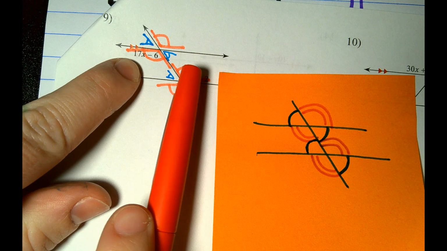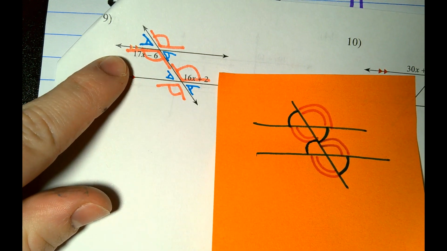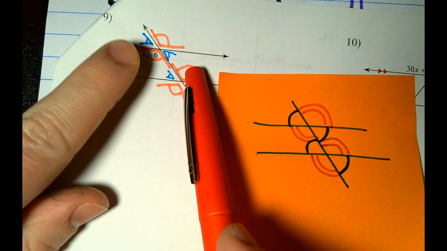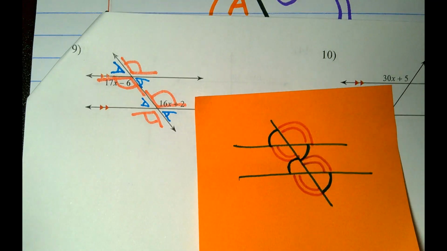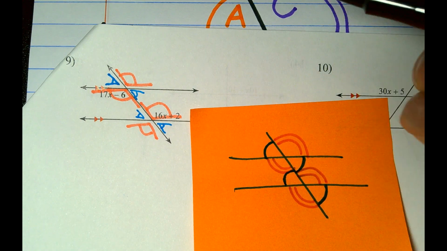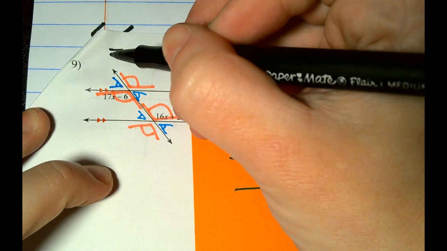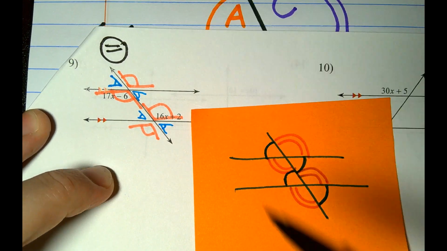So number 9, the angles are equal. These two are equal. They're both the big angles instead of the little ones. 9 is setting them equal to each other.